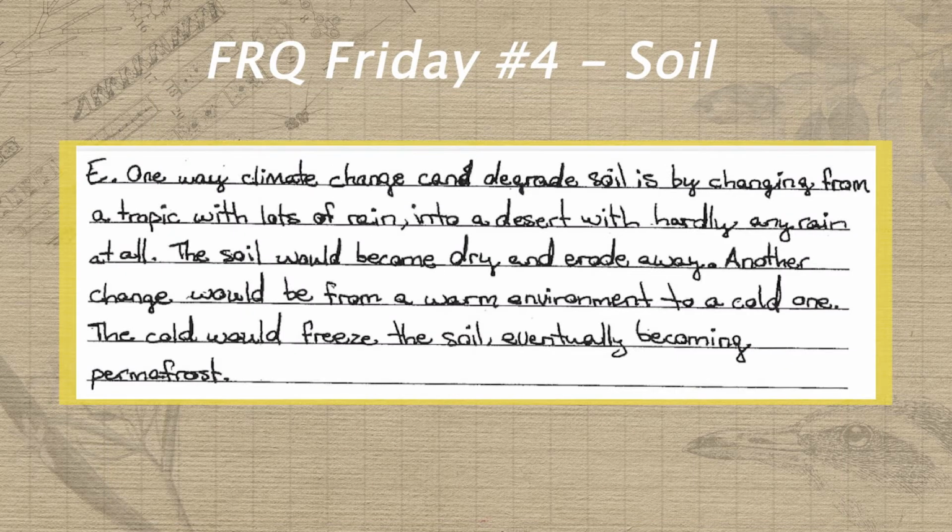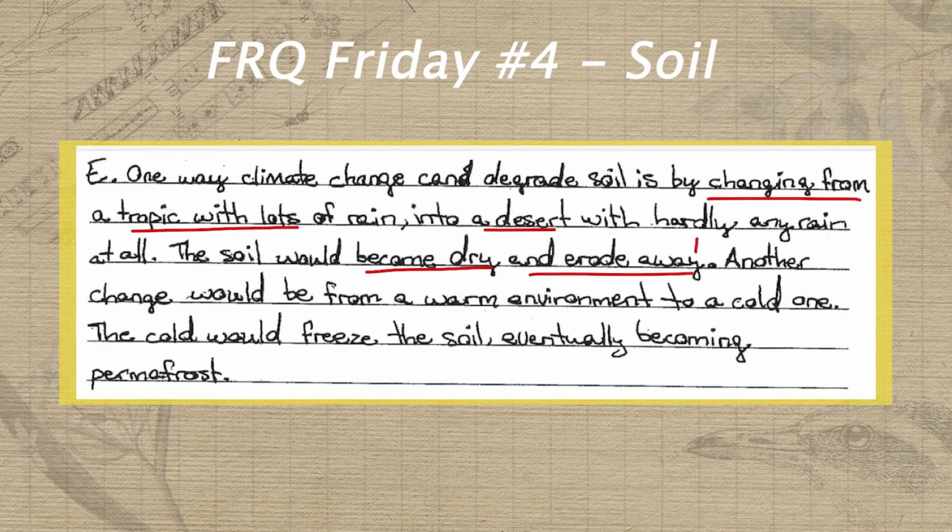If we check out a student sample who did earn this point in part E, we can see how they clearly stated a change from a tropic with lots of rain into a desert, and even clarified that soil would become dry and erode away. Ultimately, this is just a clearer answer because there's an actual mechanism of soil degradation.